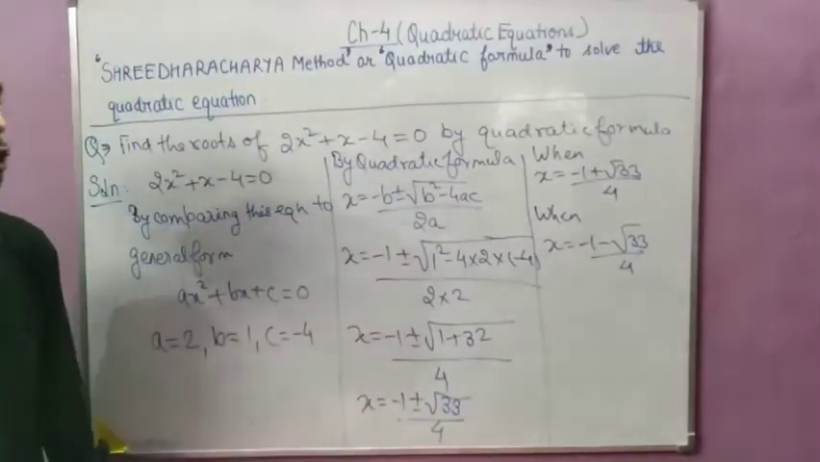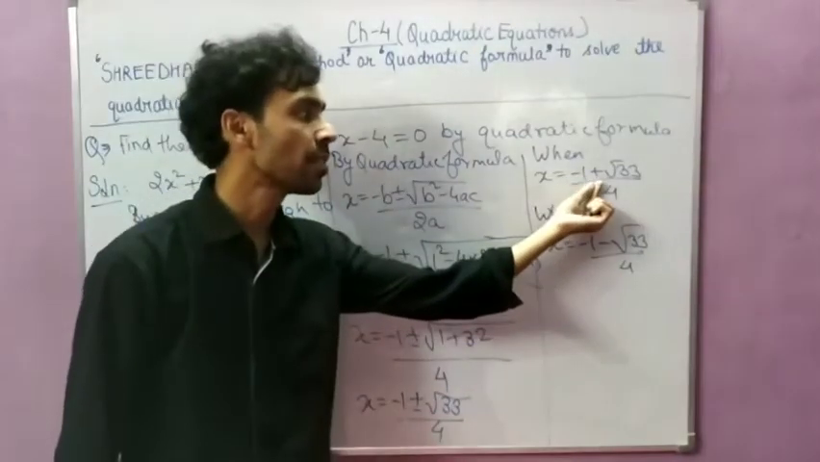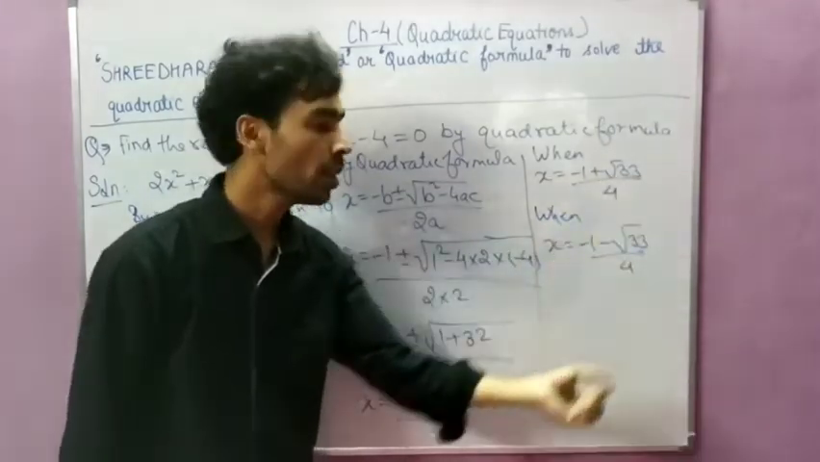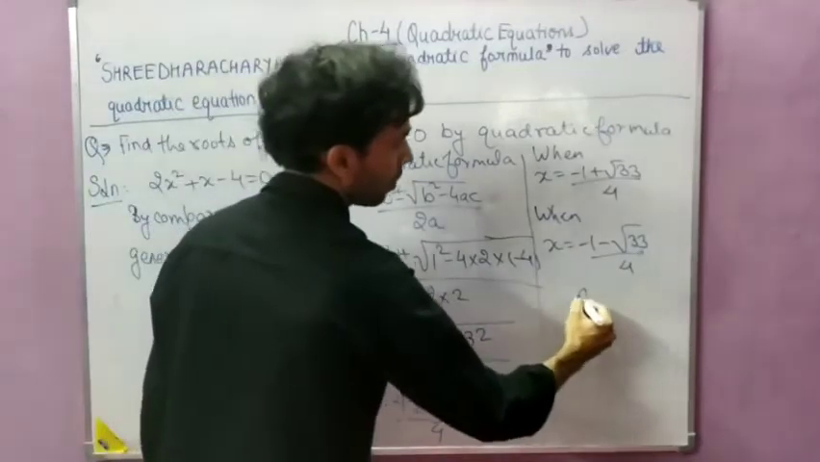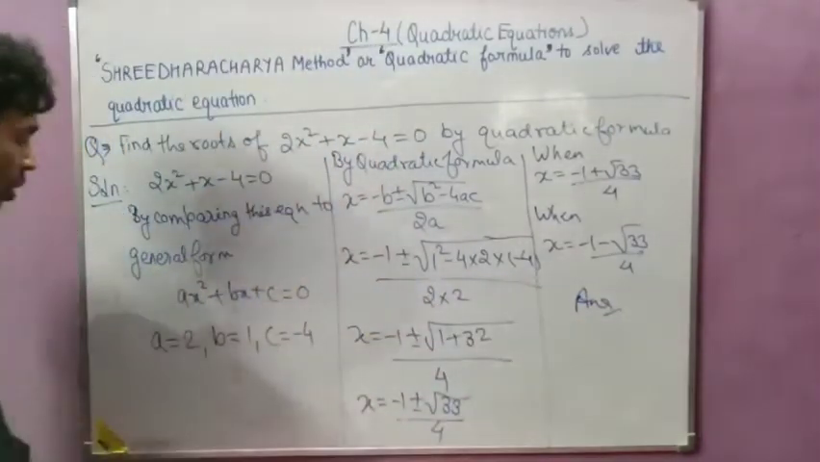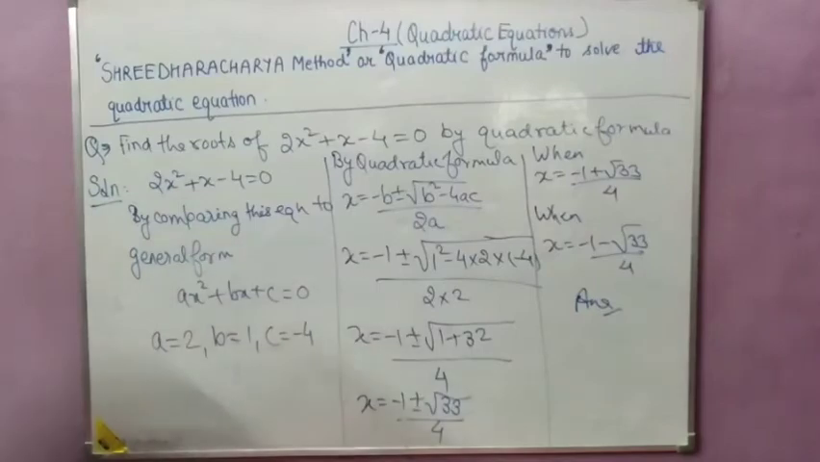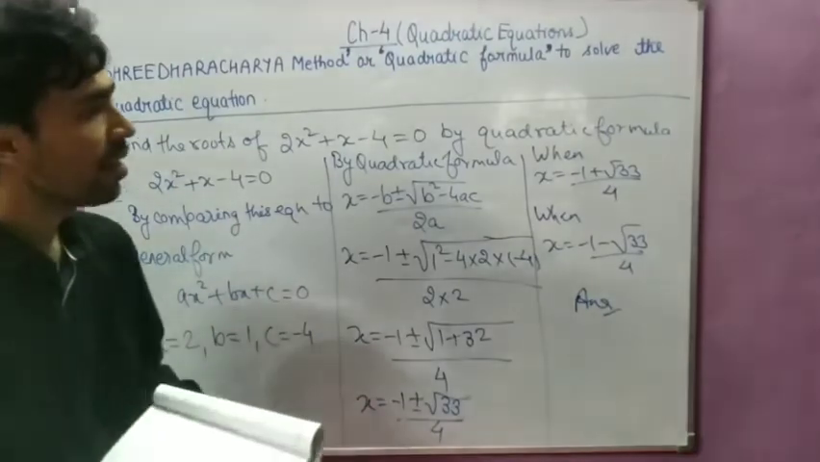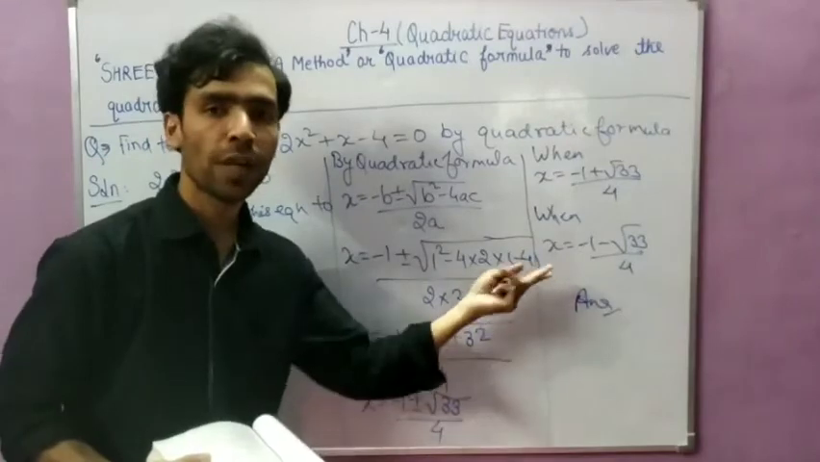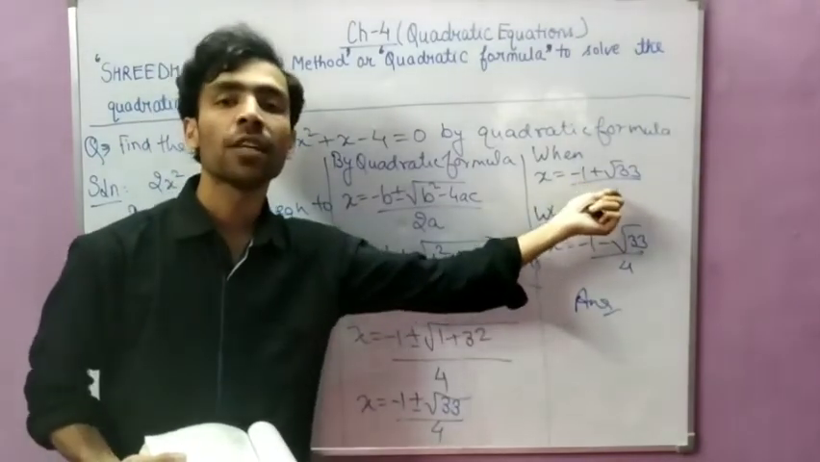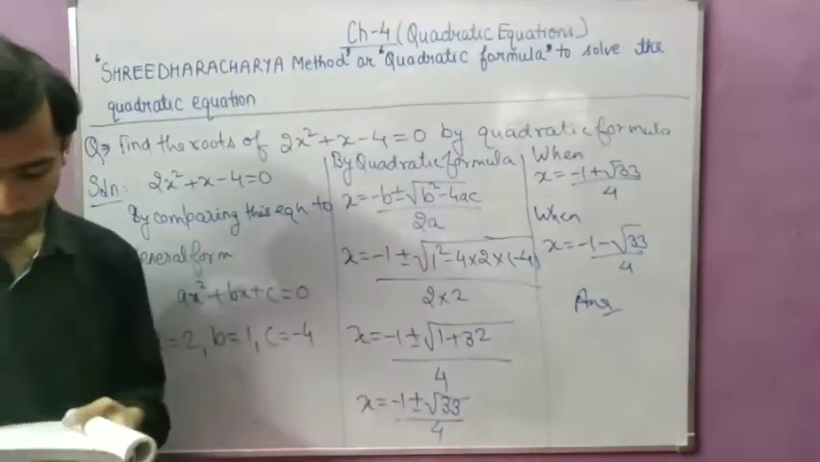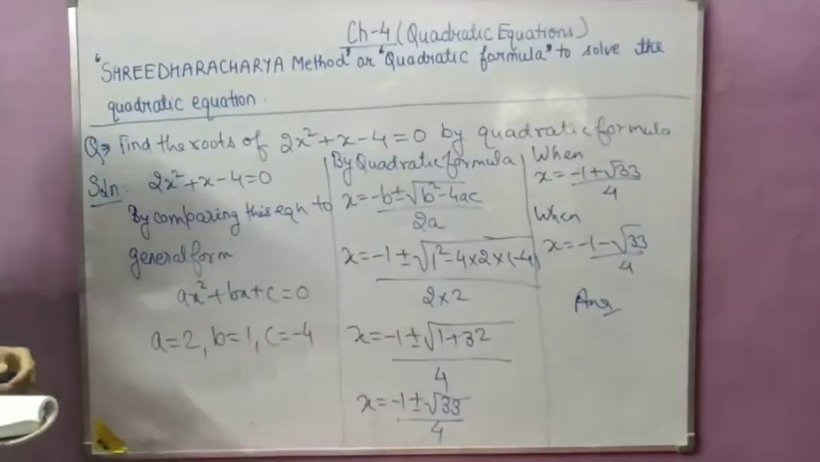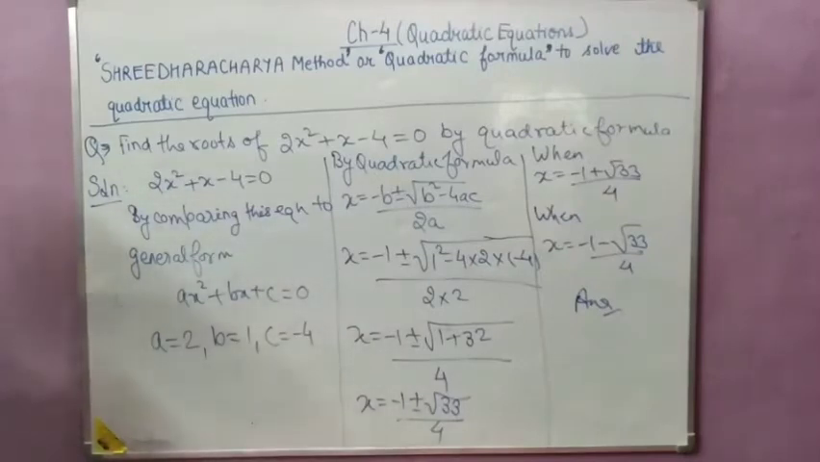So it means that we got two values: x equal to minus 1 plus under root 33 by 4, and second, minus 1 minus under root 33 by 4. So this is your answer. You can write it like that, whatever I have written in the previous question. So these are the roots of the quadratic equation. Two values you got. First value is minus 1 plus under root 33 by 4. Second value is minus 1 minus under root 33 by 4. Okay, so I hope you have understood.